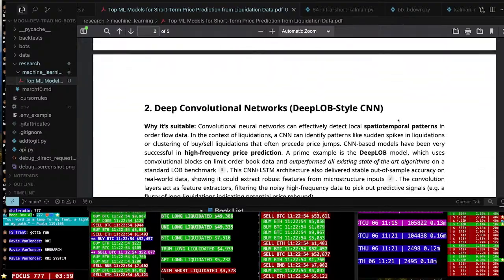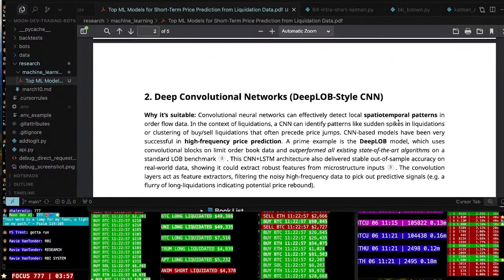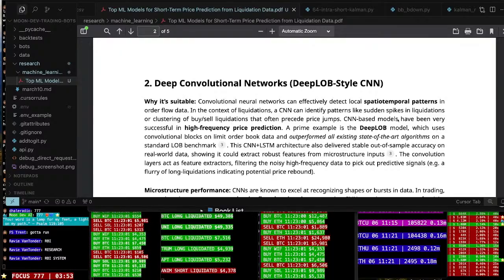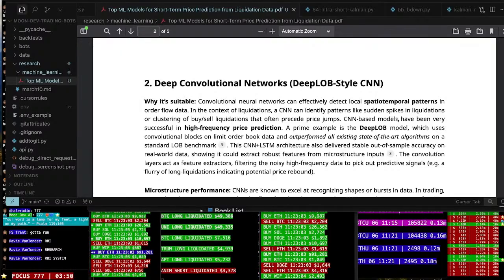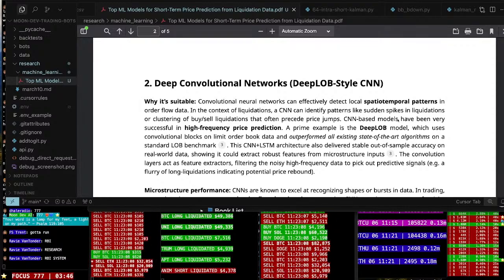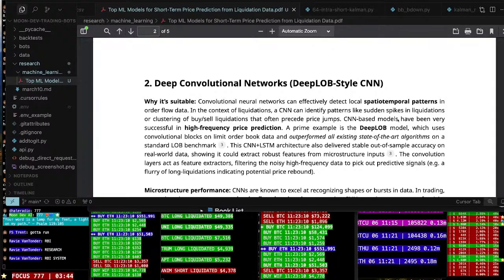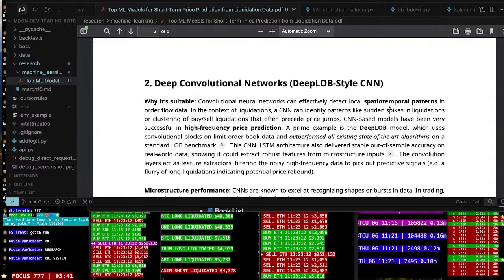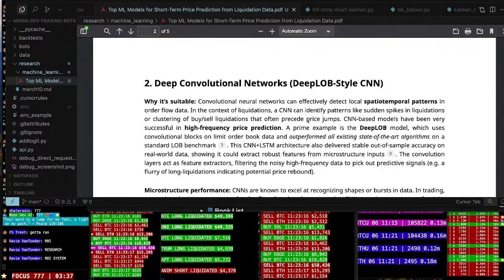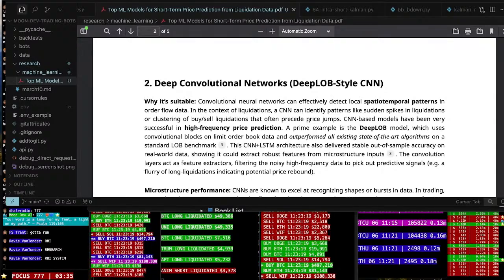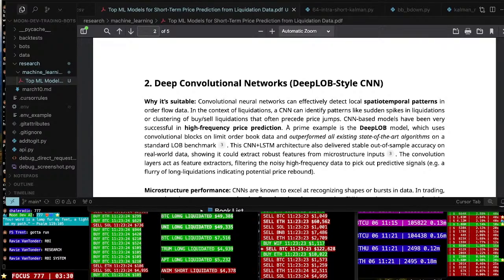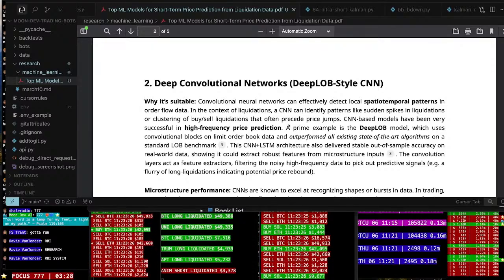Deep convolutional networks, DeepLOB style CNN, why it's suitable. Convolutional neural networks can effectively detect local spatiotemporal patterns in order flow. In the context of liquidations, a CNN can identify patterns like sudden spikes in liquidations or clustering of buy-sell liquidations that often precede price jumps.